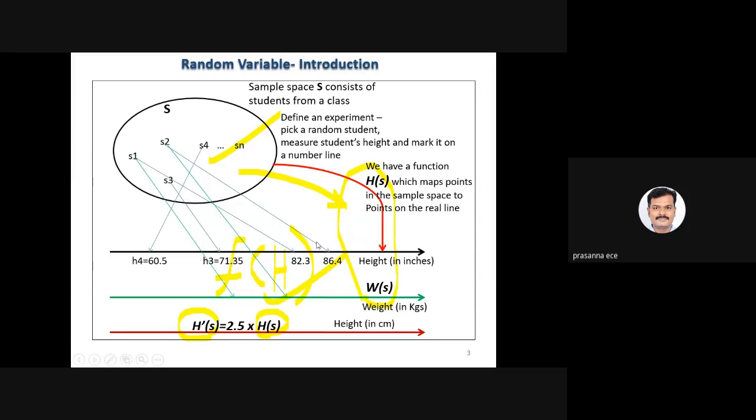Here what we are seeing is a continuous random variable. It can take any value in the number line.